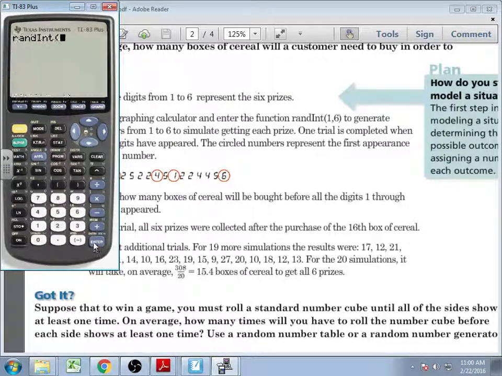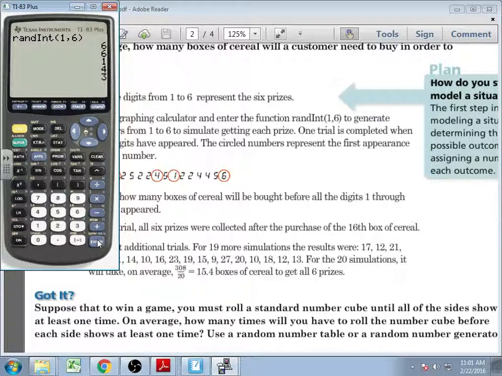So let's try this. We want to generate random integers starting with 1, going up to 6. So 1, 6. If you don't have that comma there, it goofs it all up. That's why a second ago I could not figure it out. So the first one it generates is 6. 6 again, 1, 4, 3. We need to write these down so we can figure out how many boxes it takes us to get all the prizes.